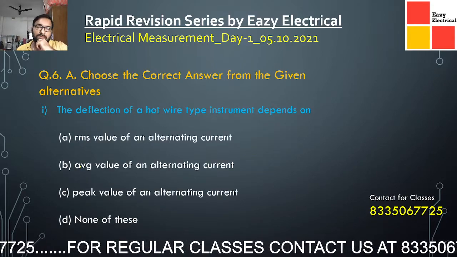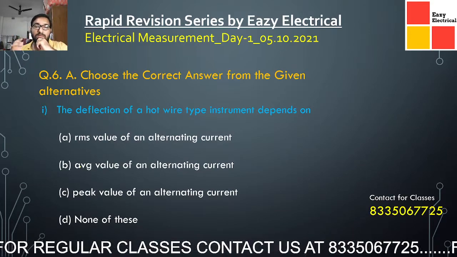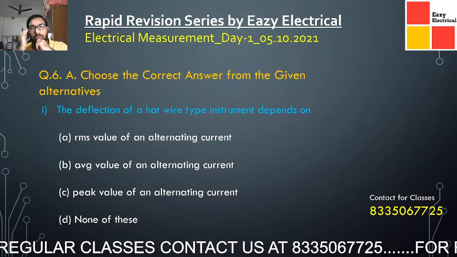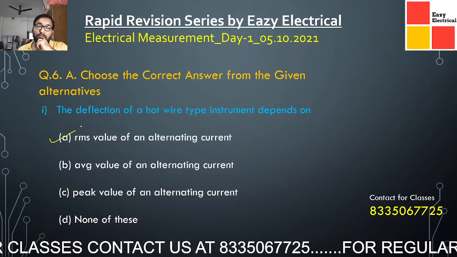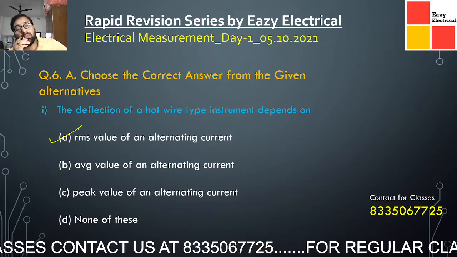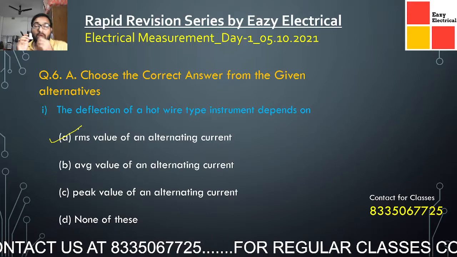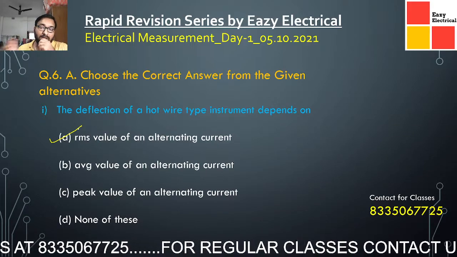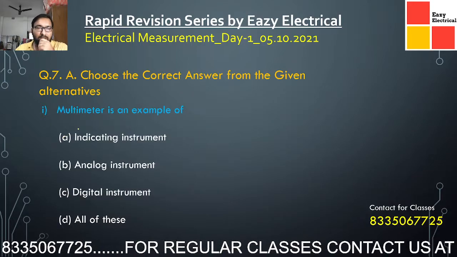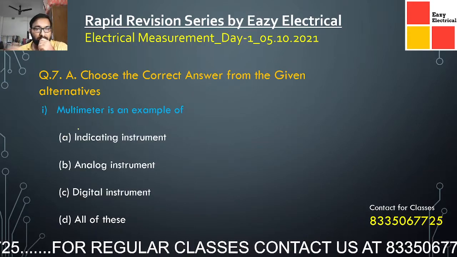Now coming to the next question: the deflection of the hot wire type instrument depends on. The hot wire type instrument is basically an instrument which measures AC. In that case, RMS alternating current is the most important factor that we measure via this type of instrument. So the RMS quantity is the measured quantity in the case of AC. We need to remember that, as different questions are asked based on this type of functionality.